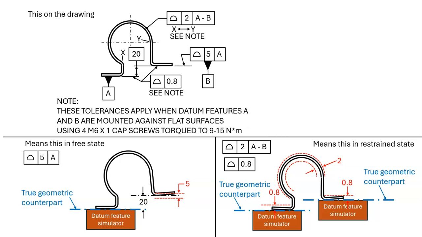In each case, one of those planes is tangent to the gauge surface. The other plane is up into the part. Datum features A and B must fit within those tolerance zones while the part is in the restrained condition. The 2 millimeter profile tolerance zone is perfectly located to the gauge surfaces at A and B. The surface controlled by this profile tolerance must fit within the tolerance zone while the part is in the restrained condition.